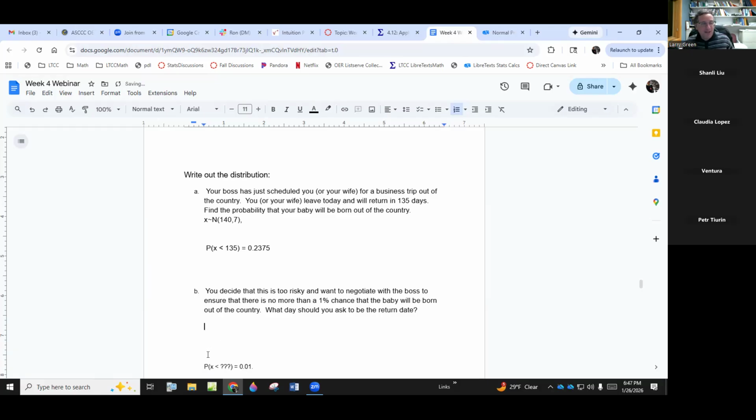Okay, so now we say the probability that X is less than whatever the return date might be is 0.01. Let's find that date. Any questions on how I was able to take that word problem and turn it into symbols?